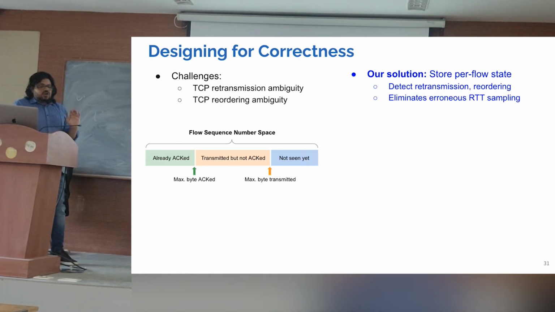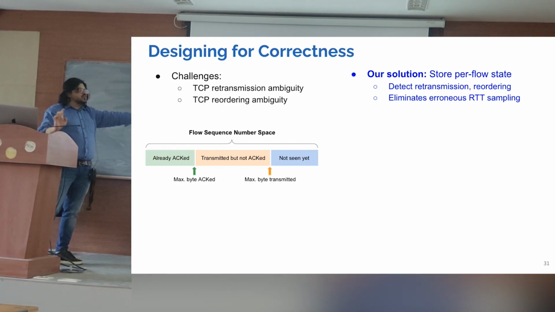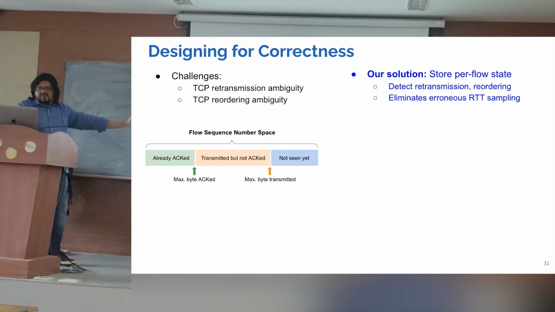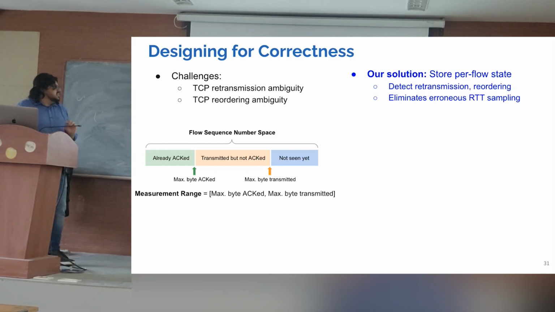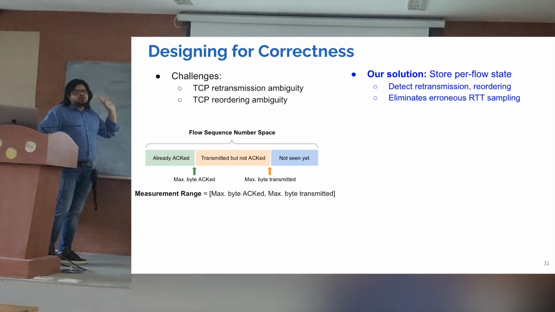And we call this the measurement range. So we are actually storing just two numbers, per flow at this point. It's called the measurement range. So under normal operation, this is all good.